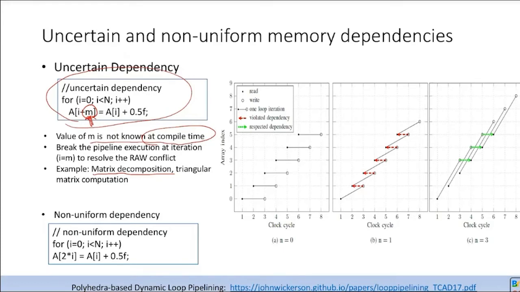So the technique is to break the pipeline execution at iteration i equals m. That means when the iteration i reaches m, it has to use the value from the previous iteration. At that time, you stall the pipeline. Before that, you run the pipeline at II equals 1, until the data dependency really happens, then you stall. Basically, that's the technique.